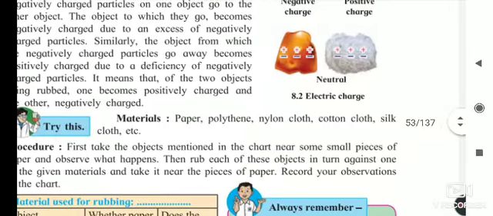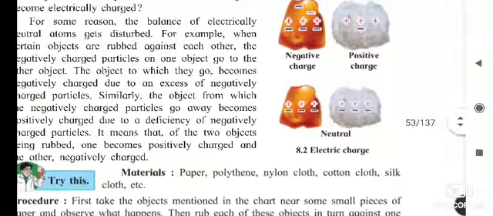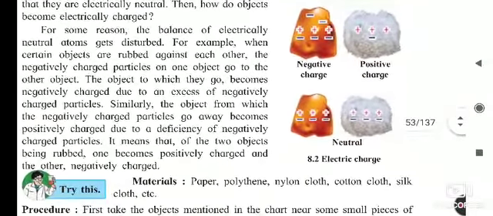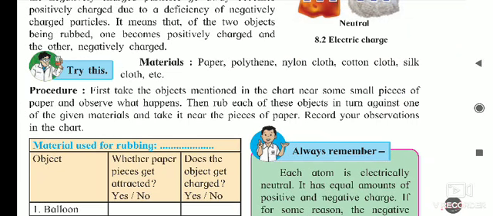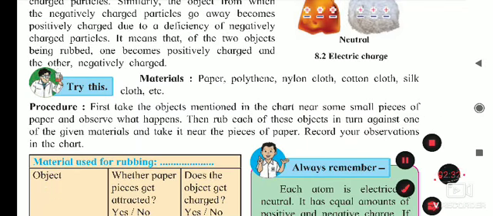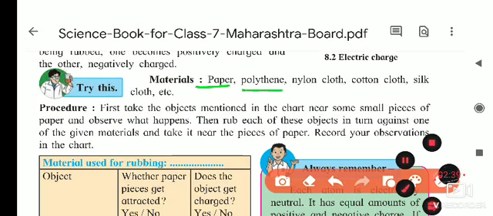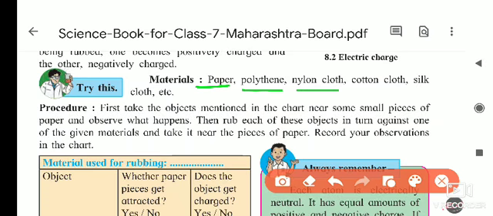Now here they gave us one activity, which you have to do at your home. You have to take videos of your activities and send them to my personal number. The materials we need for this activity are paper, polythene, which means plastic bags, nylon cloth, cotton cloth and silk cloth, etc.